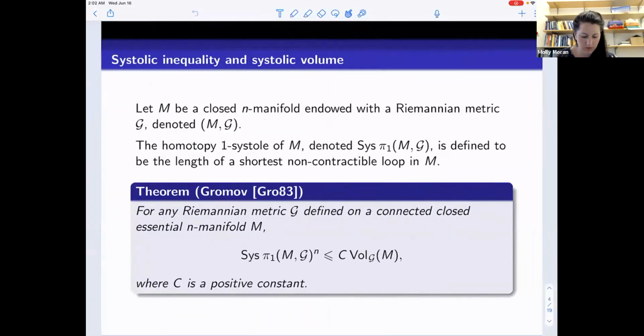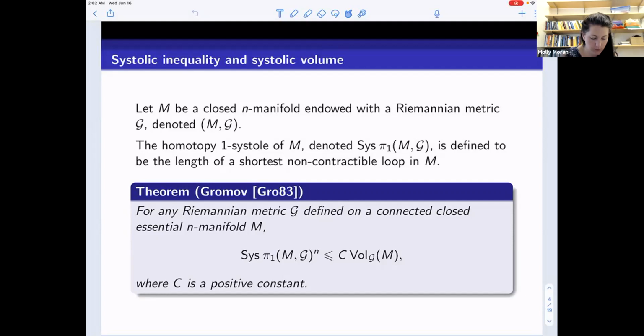Now I introduce something in systolic geometry. Let M be a closed Riemannian n-manifold. The homotopy 1-systole is defined to be the length of a shortest non-contractible loop. There is a theorem from Gromov. The homotopy 1-systole to the nth power is less than or equal to a constant c_n times the Riemannian volume, and this inequality holds for all essential closed n-manifolds.